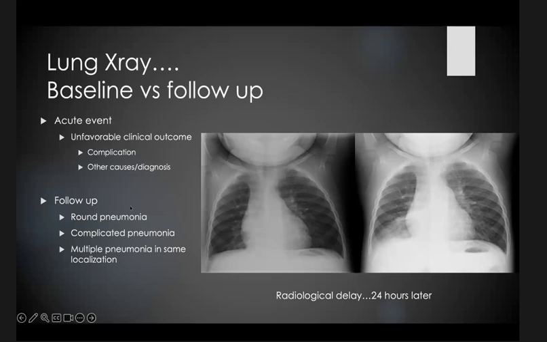Who needs a follow-up? The round pneumonia needs a follow-up because you want to make sure that it's not a mass. The complicated pneumonia, so the one with necrosis, abscesses, or pleural effusion. And if you have many times a pneumonia in the same localization.